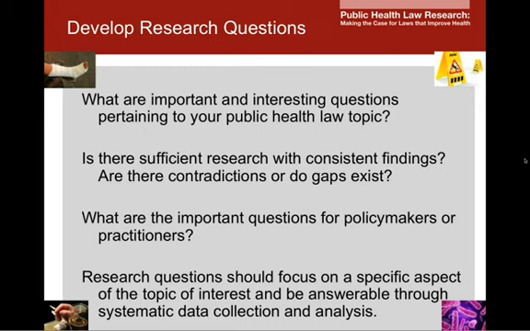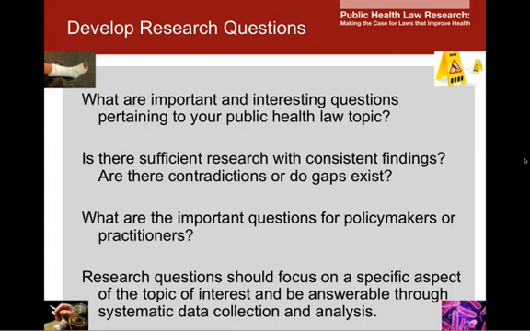The first step in developing a research proposal is to consider the research questions that will serve as the foundation of the project. At this point, you should already have an area of public health law research in mind, such as areas that need further study or areas where there's debate or controversy. Now, it's important to think about specific research questions that can be investigated. In addition to investigating new areas of public health law research, there are also important questions that relate to existing studies. So, is there sufficient research to create an evidence base on the topic, or are there contradictions or gaps in the research that need to be considered?